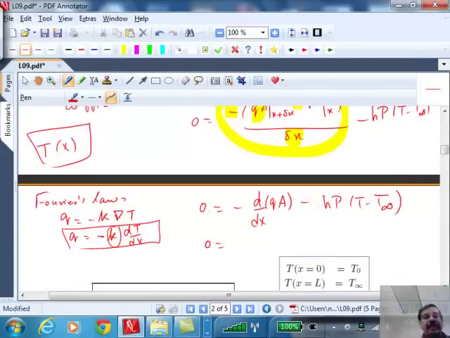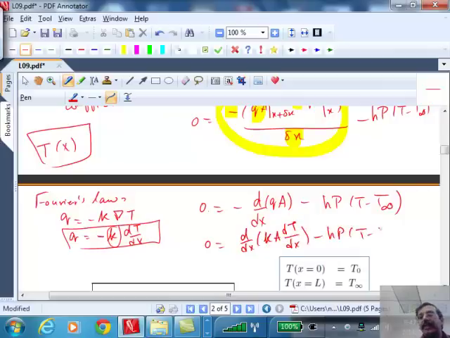The minus sign indicates that the heat goes in the direction of decreasing temperature. So dT/dx will always be negative, and so the other negative sign makes it positive, so Q is going to be positive. The heat flux has a direction, it's going to go in the direction of decreasing temperature inside a solid. Okay. So the minus sign and minus sign will cancel. I will get d/dx of k times A times dT/dx minus hP times (T minus T infinity).